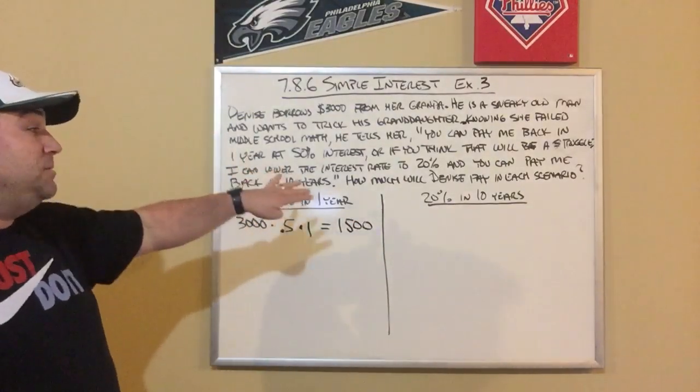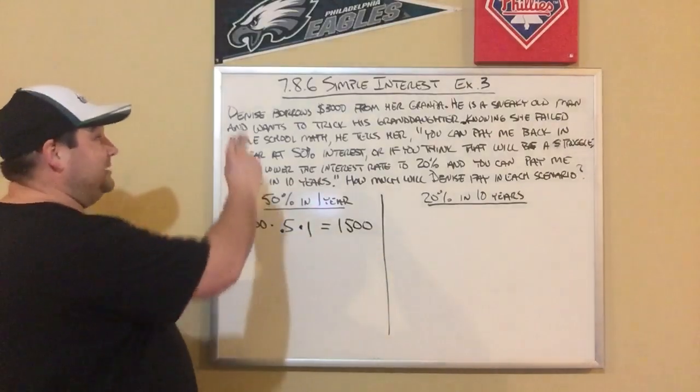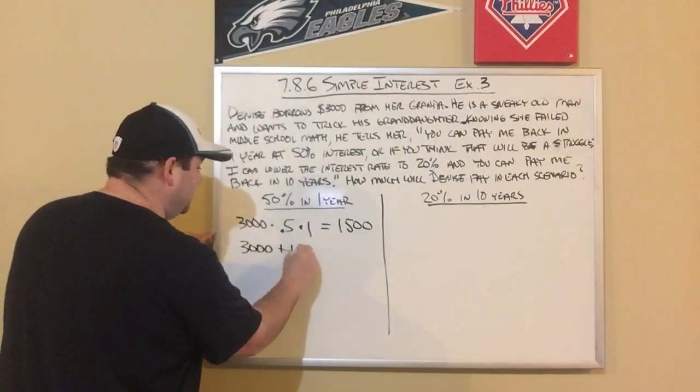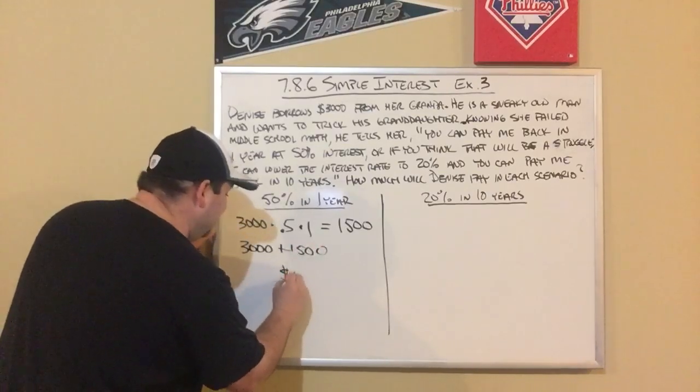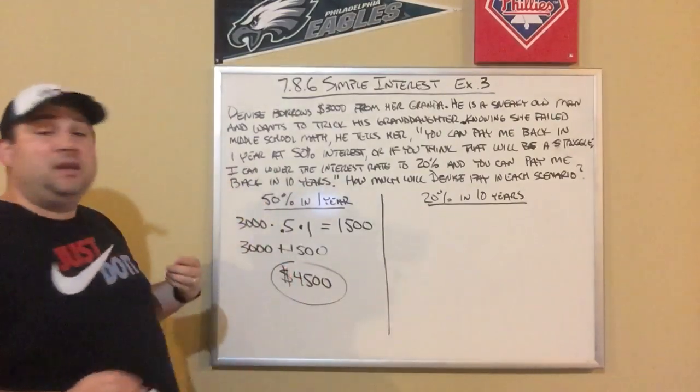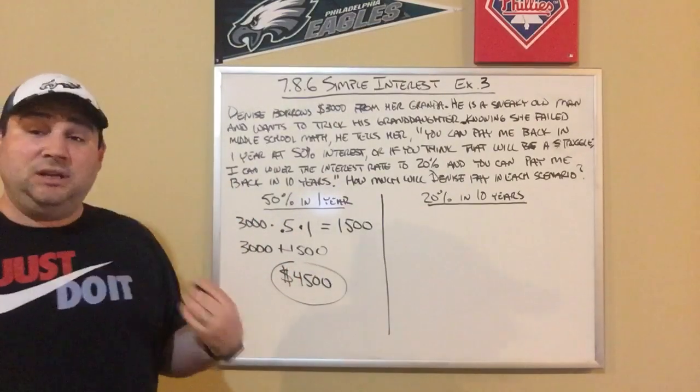Now, how much will she pay, though? We've got to add that back to the 3,000. So 3,000 plus 1,500. We do that math. We figure out she's got to pay $4,500 if she's going to do 50% in 1 year.